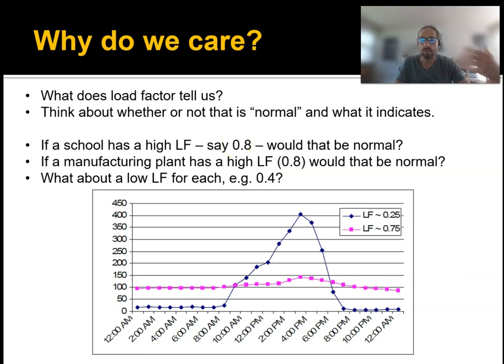So again, it's this sort of snapshot, and it's like, hey, if I get a high load factor in a building that should have really peaky use, there might be something wrong there, and it would indicate that I need to investigate that further. Whereas if I got a 0.4 for a manufacturing plant, I'd be like, wait a minute, something's going on here. I would think there must be some point in the day where everything's turning on all at once, and it has this big spike and then drops.